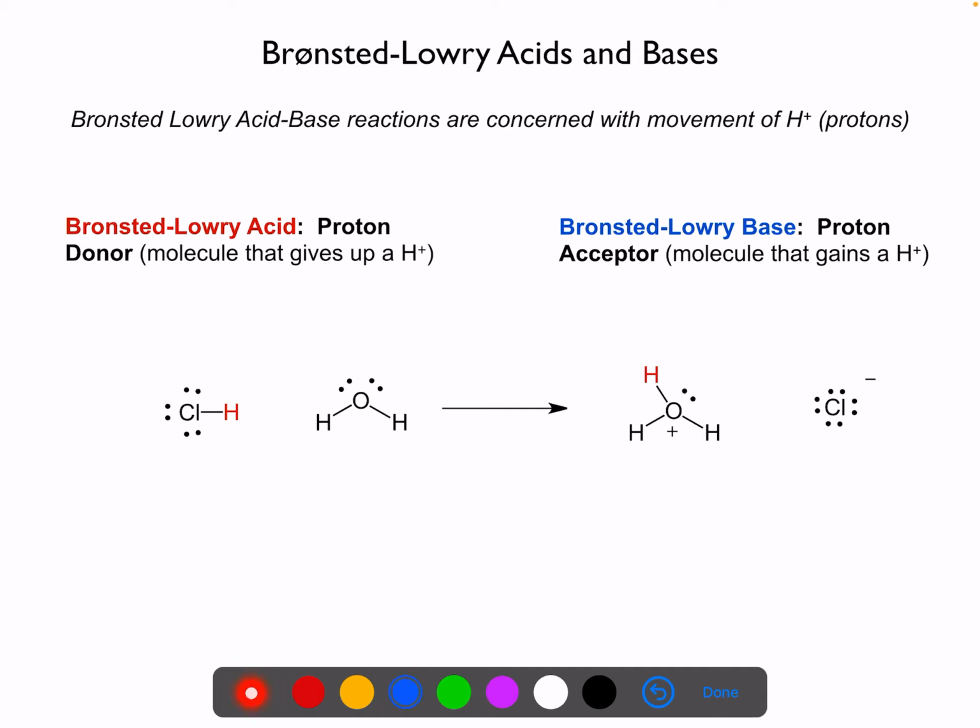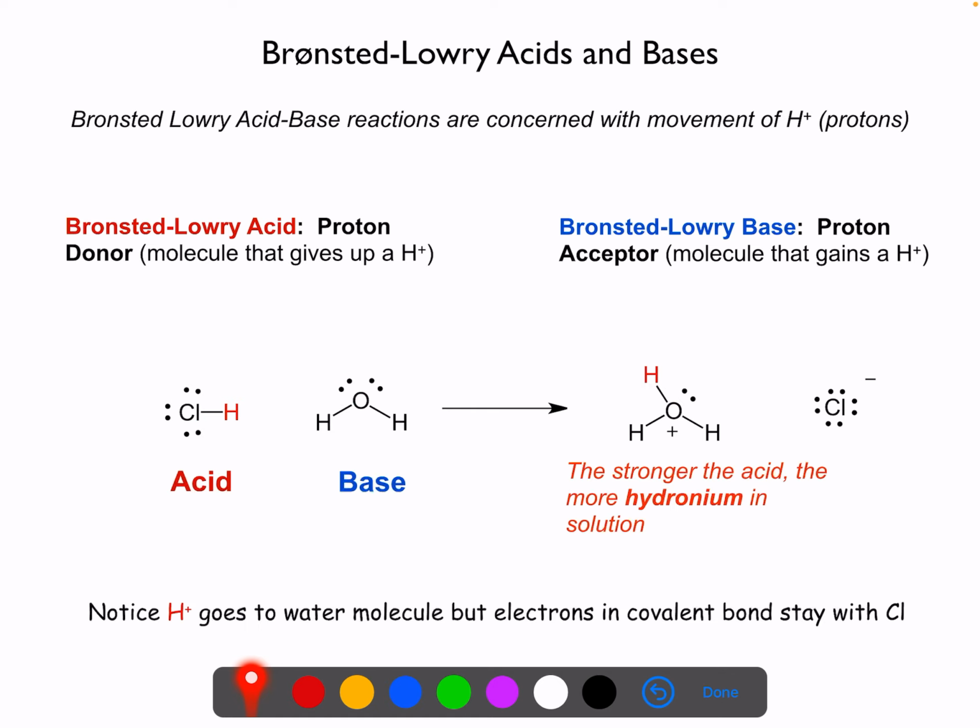One of the things that's important to know is it's this lone pair of electrons on water that's going to come out and take that proton. These electrons go back, and you can see this bond here came from these electrons. So in this case, HCl is our acid, it's donating a proton. Water's the base, it's accepting a proton. And what we're forming in the solution is hydronium.